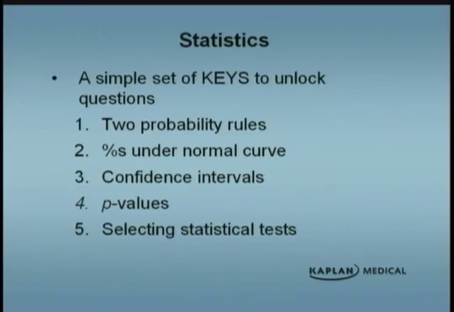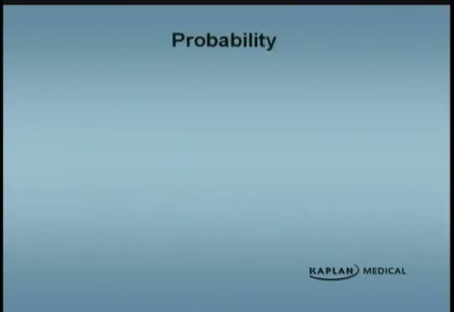And finally, frankly, the least important of this content, you need to understand selecting the appropriate statistical test, how to decide whether it's a chi-square, a t-test, or a correlation coefficient, for example. That's our basic agenda. Let's get started. And we begin with probability and probability rules.